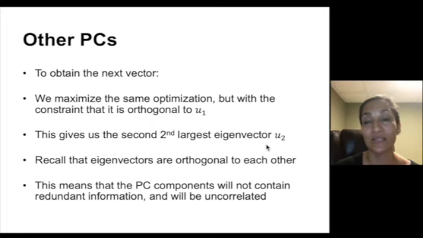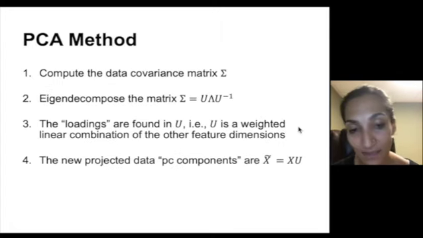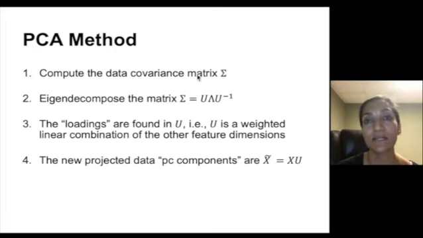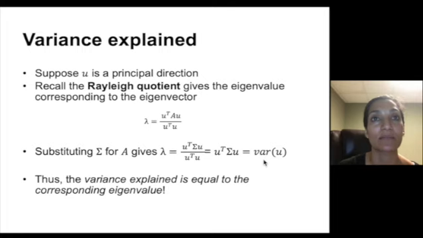Recall that eigenvectors are already orthogonal to each other. This means that when you project data onto them, the PC components will not contain redundant information and will be uncorrelated. This brings us to the PCA method. It involves first computing the data covariance matrix, eigendecomposing the matrix into eigenvectors and a diagonal matrix of eigenvalues. The loadings, or the linear combination of features, are found in U, and the new projected data, or the PC components, can be found by multiplying x by u to get the projected data called x tilde.